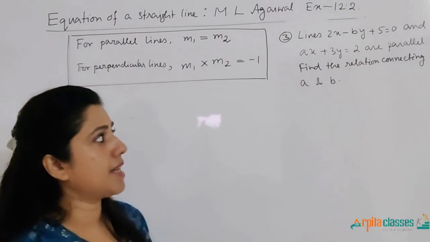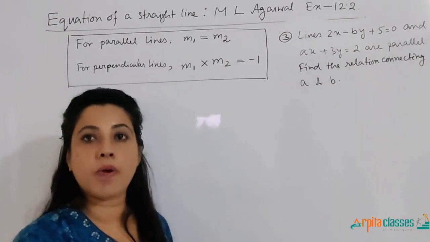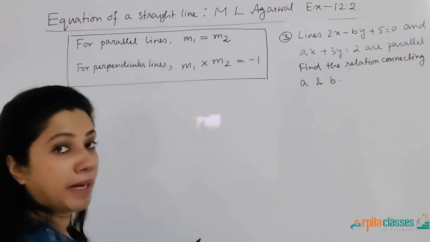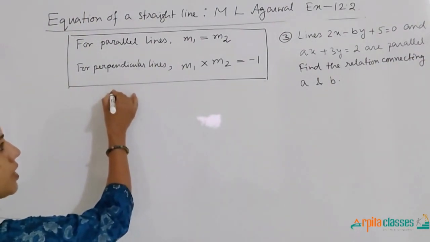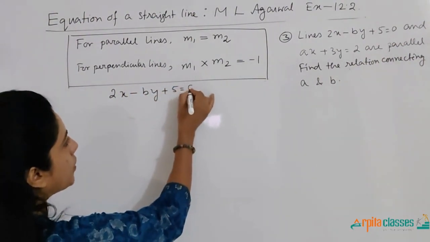So again it is the same thing, the lines are parallel, so m1 should be equal to m2. So first let us find out m1 and m2 and make them equal. Okay, so take the first equation, 2x minus by plus 5 equal to 0.